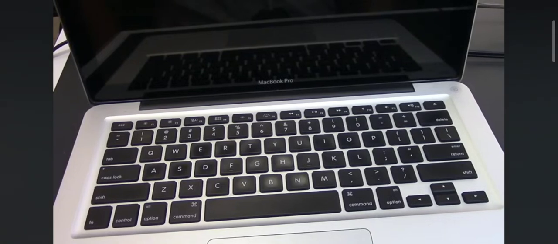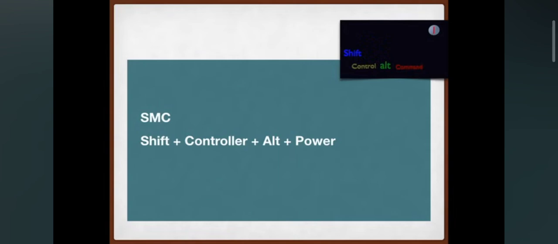First, we would probably need to reset the system management controller of the computer. That is responsible for the, let's say, display lid, the battery, the keyboard lights, and so on.